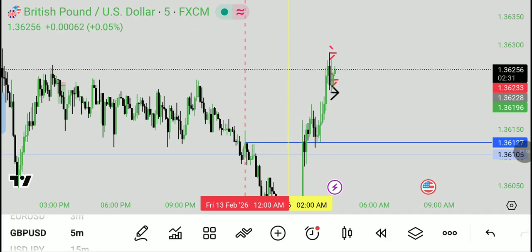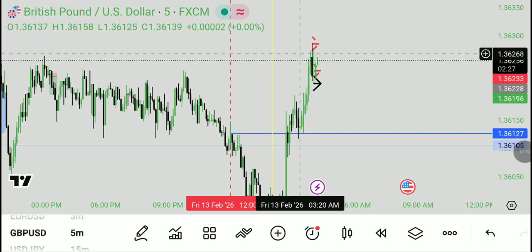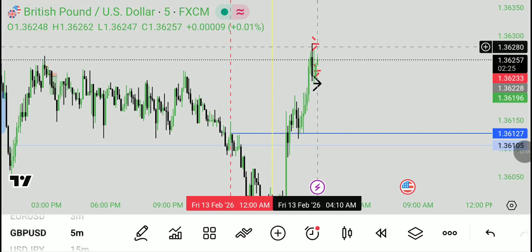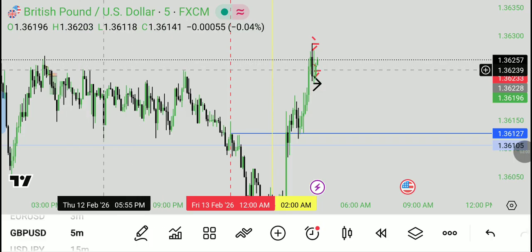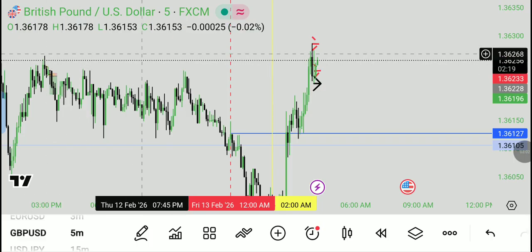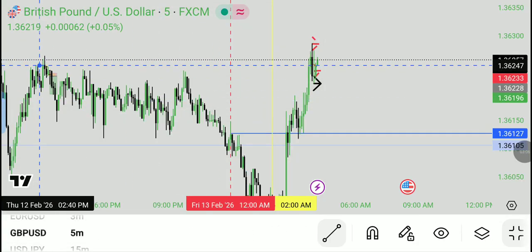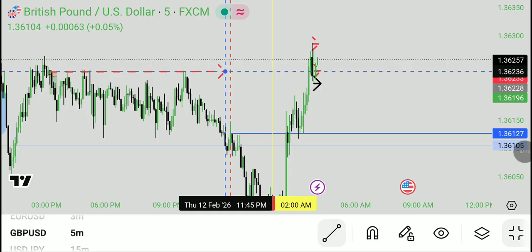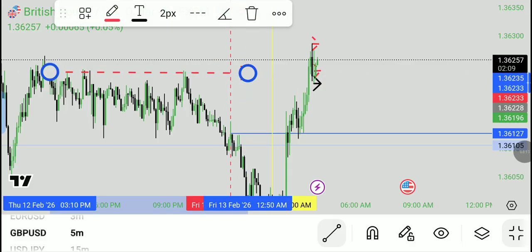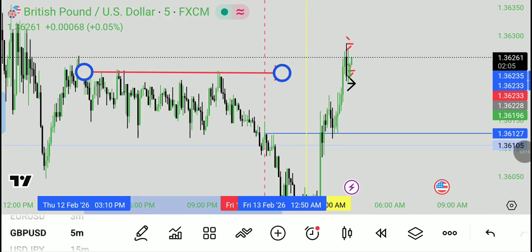If you look over here, the market forms relative equal high. You can see it here, multiples of highs from here to here. You can see how the market forms multiples of highs over there.